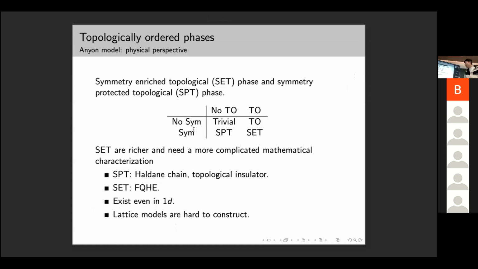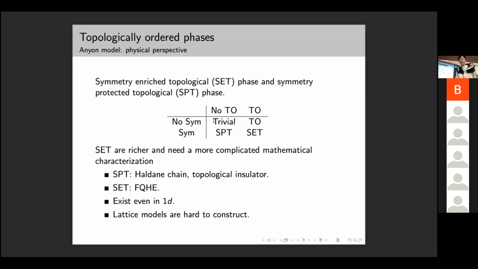And now, since I have mentioned symmetry, this symmetry is a crucial topic in physics. And if we introduce the symmetry, then there is some richer structure for this topological phase. We have such a table, depending on the physical system, on whether there is any symmetry or no symmetry, and whether there is topological order or no topological order.